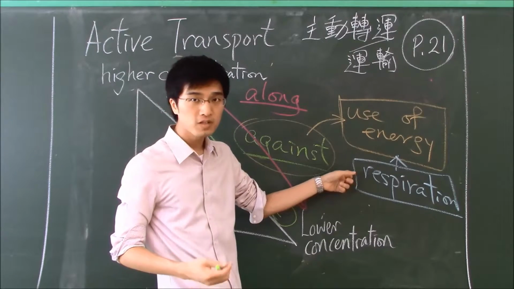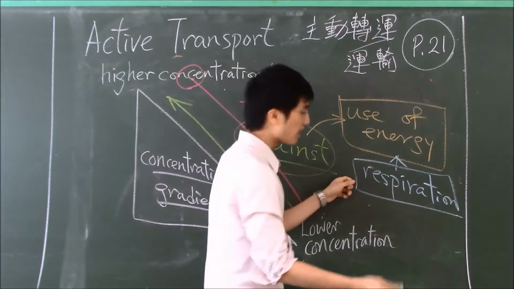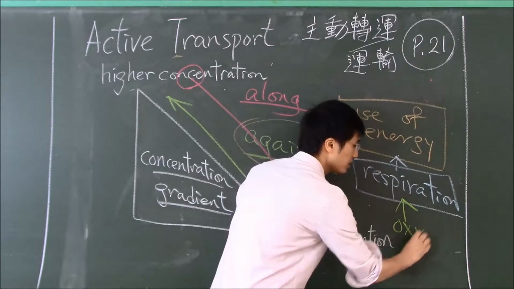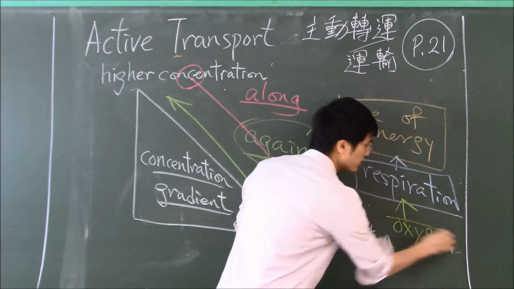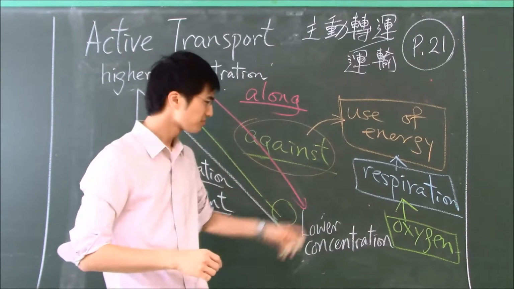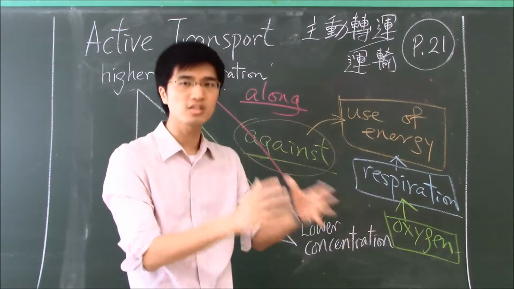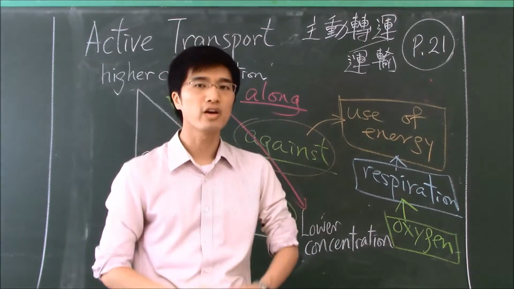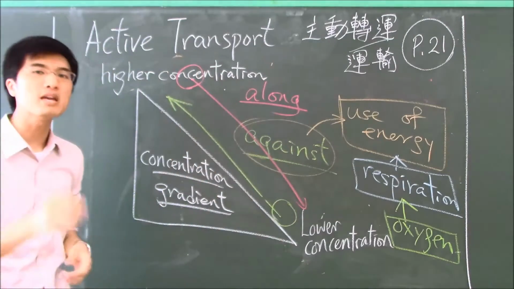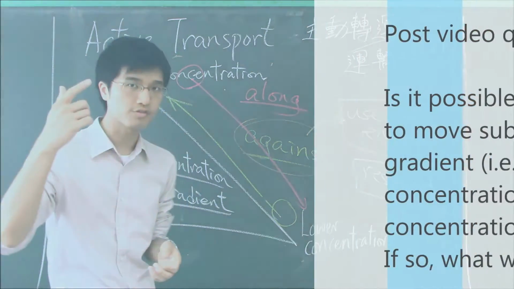Respiration, what does it need? What does this reaction need? Apart from food, it should be oxygen. 除咗嘢食，就係氧氣啦。 So the point is that when the cell is in a low oxygen content situation or in a high oxygen content situation, the rate of active transport may be a little bit different. So that's the case we need to think about first.